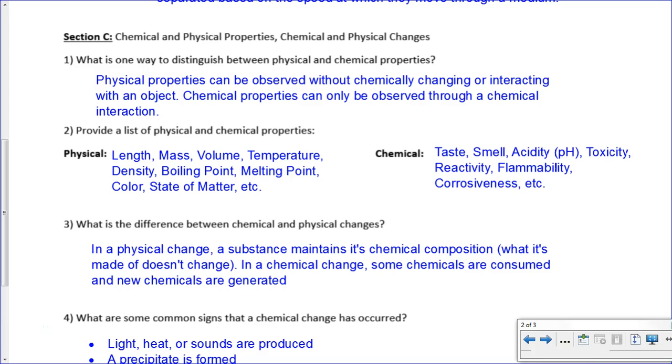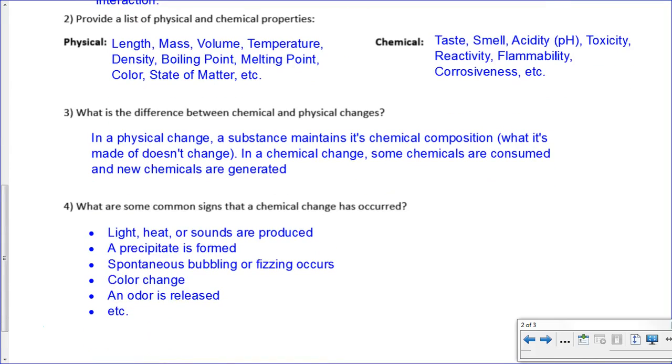Number 3, it says, what's the difference between chemical and physical changes? In this one, we're talking about changes now. This would be things like tearing something, lighting it on fire, boiling it, et cetera. In this case, a physical change means that you're doing something to it but not changing what it's made of. You're not changing its chemical composition. In a chemical change, we are going to change the chemical composition of what's involved. So you'll have a chemical reaction occur where some chemicals are used up and other ones are produced. That would be considered a chemical change.